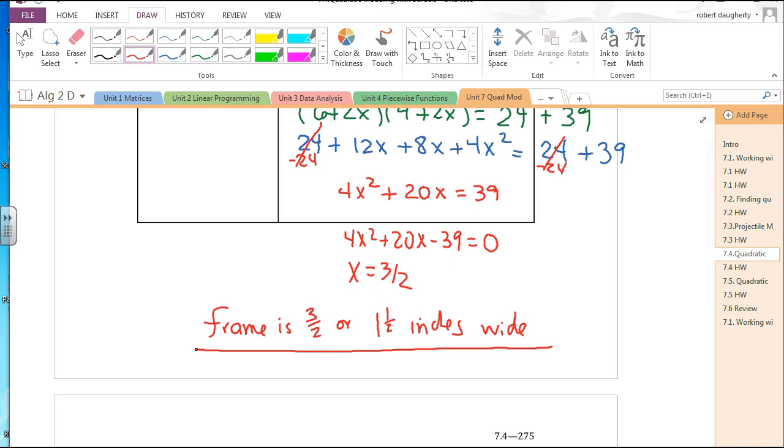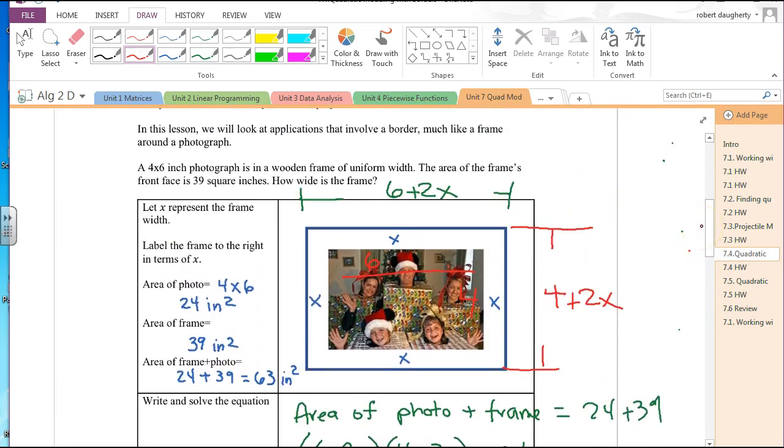Now, another question I could have asked you is, what are the dimensions of the frame? How do I find that? If I ask you what the dimensions of the frame are, how would you find that? Yeah, so what's 2 times 1.5? 3. So the frame is going to be 9 by what? 9 by 7. This frame will be 9 by 7. Okay, so that's another kind of question I could have gone back and asked, what are the dimensions of the frame in order to make this problem work?